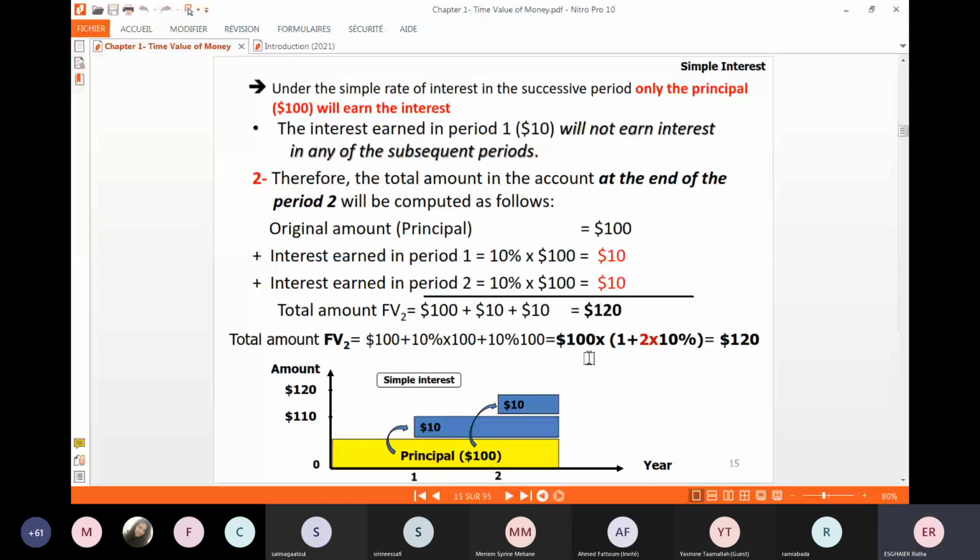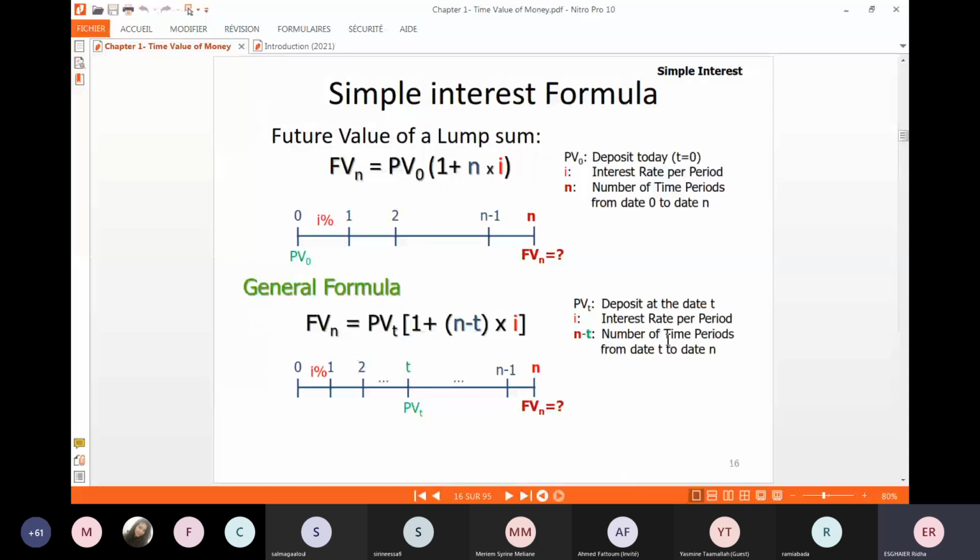So when we apply the simple interest technique, the future value at a particular date n of an amount invested today at the date 0 is equal to the present value at the date 0 times 1 plus n times the interest rate. N represents here the number of periods of interest, the number of time periods from the date 0 to the date n. From 0 to n, we have n minus 0 years or periods.